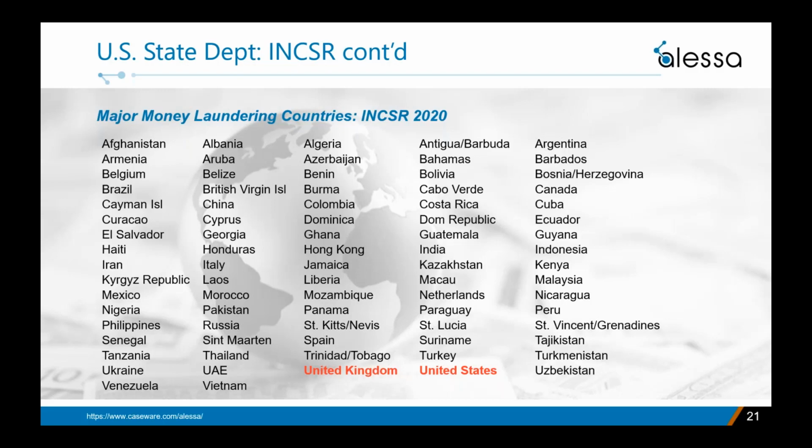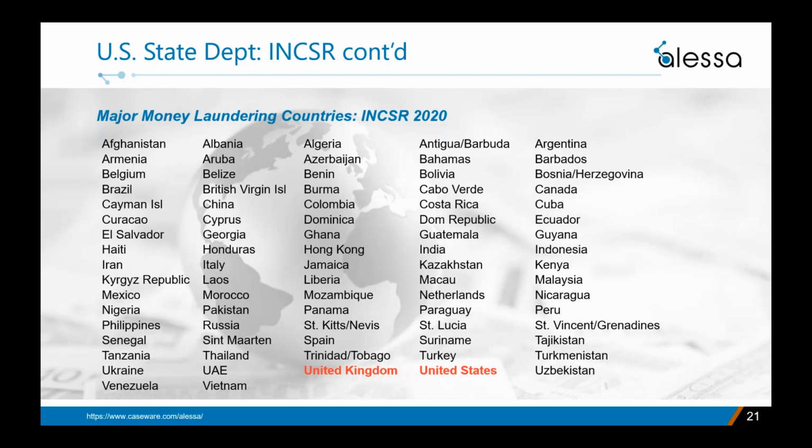And here they are, all the countries included in the 2020 INCSR report. Now, it's important to note that a country being included on this list doesn't necessarily mean they're not making efforts to combat money laundering or that they haven't fully met international AML standards. It's not a blacklist and there aren't any sanctions associated with it, which I suppose is a good thing because the US has listed itself as a major money laundering country.